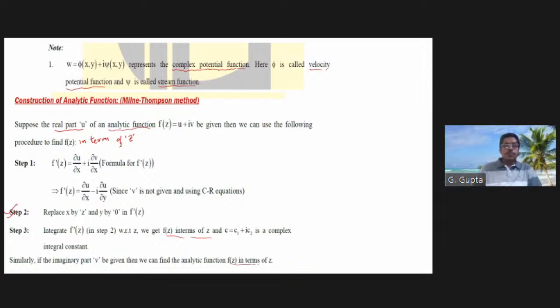So you should remember by heart this only: replacing x by z and y by 0. But before that, this is the necessary formula for f dash z. Okay.